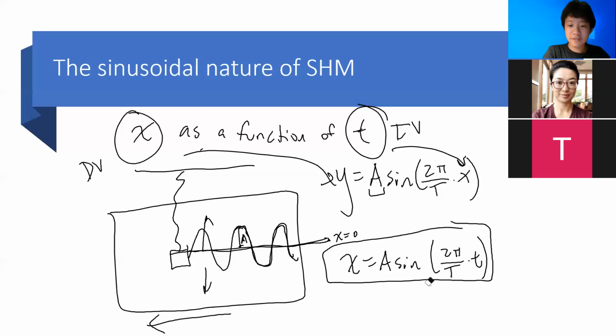So if I were to graph this, we're going to have position and time. It's going to look like this. Does everyone get this?